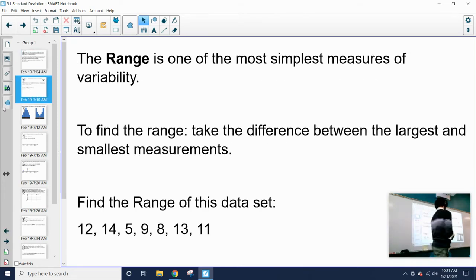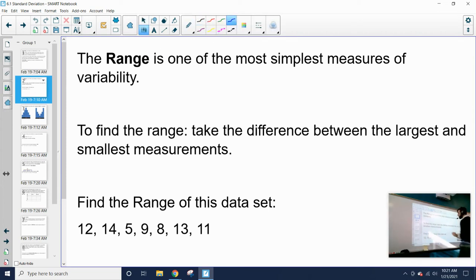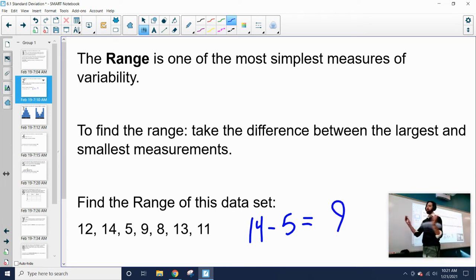Now, range is one of the simplest ways of measuring variability. To find the range of data, all we have to do is take the difference between the largest number and the smallest number. We look at the data set, find the largest number and the smallest number, and subtract them. In this example, my largest number is 14. My smallest number is 8. No, sorry, my smallest number is 5. So I'm just going to do 14 minus 5, and that gives me a range of 9. So I know from my largest number to my smallest number is 9.